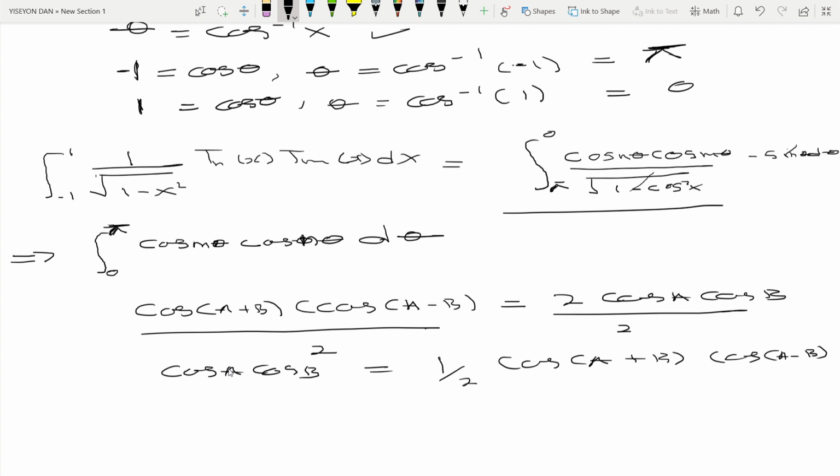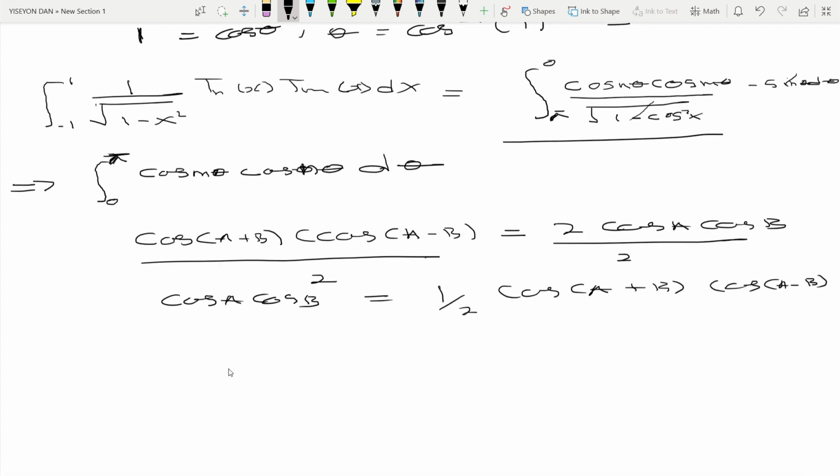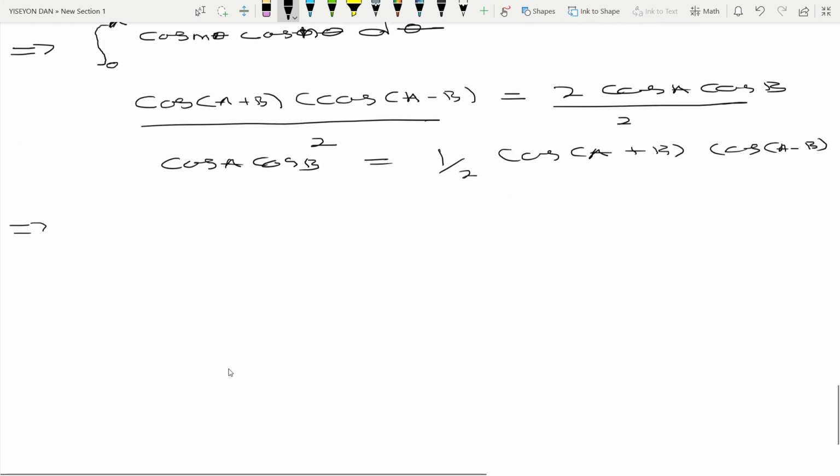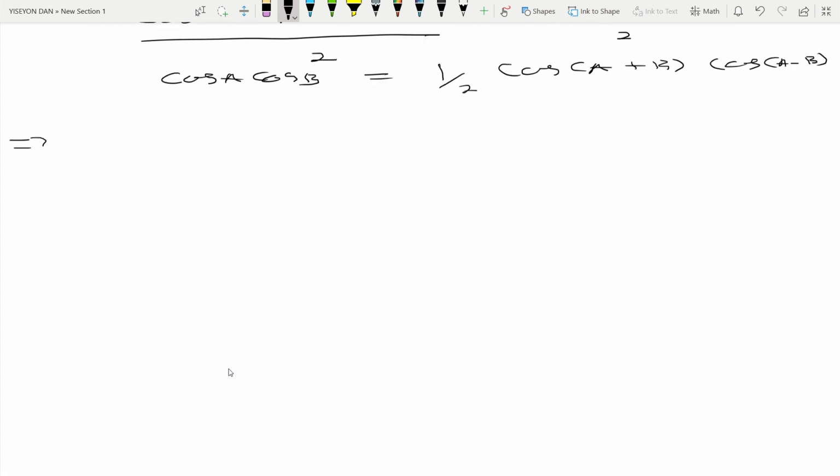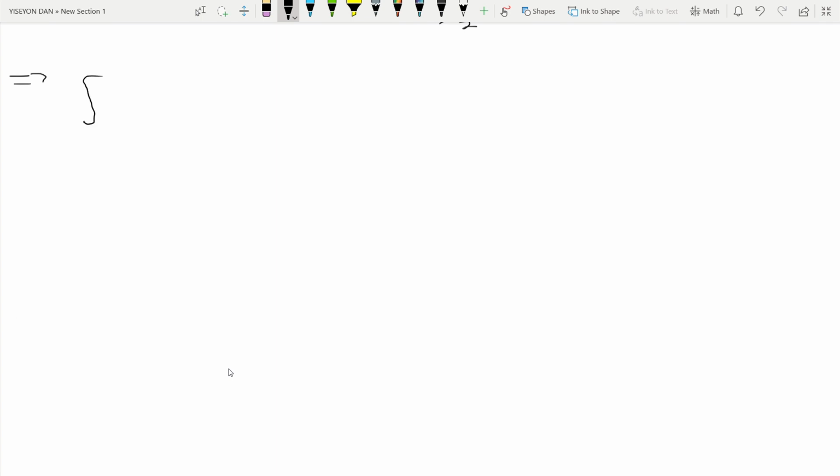So on substituting what we have, we'll be having the integral of 0 to pi of 1 over 2 of cos (m plus n) theta plus cos (m minus n) theta.